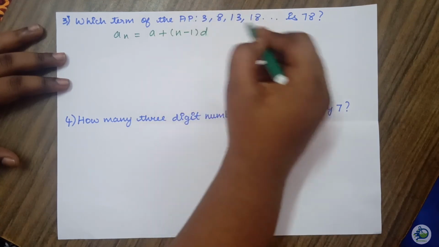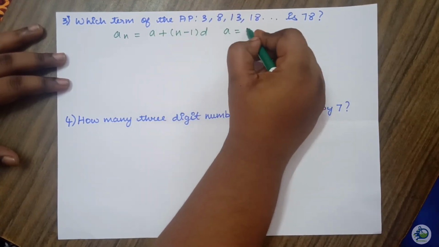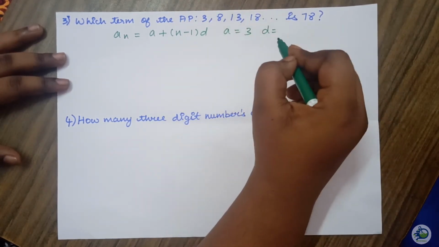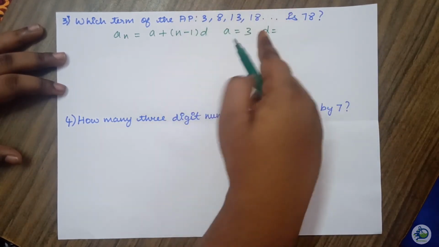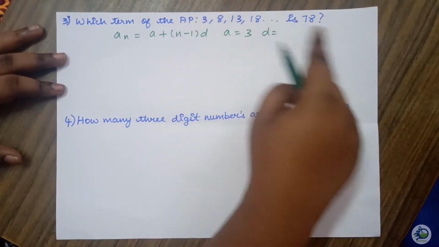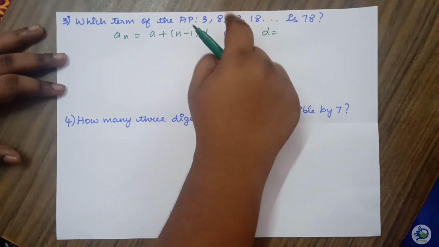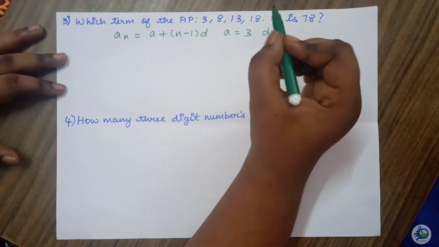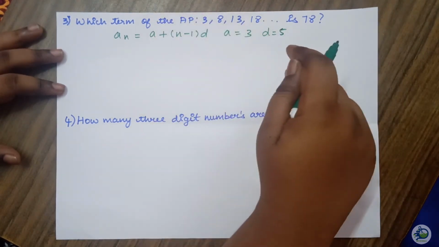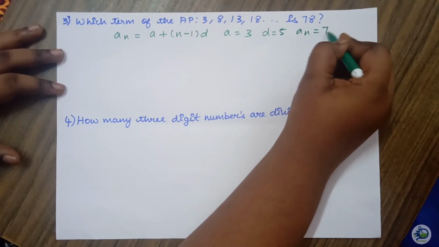So here we need certain data. What is given in the question is a is equal to 3. The first term is 3. d, we can find out by subtracting the consecutive terms. So 8 minus 3 is nothing but 5. 13 minus 8 is nothing but 5. 18 minus 13 is nothing but 5. So the common difference is 5. n is what we are going to find, and the value of an is given as 78.